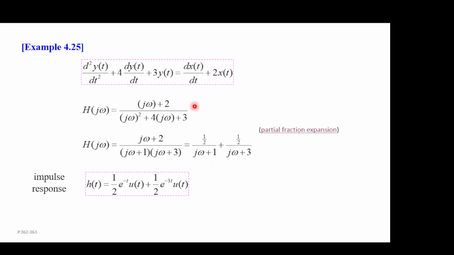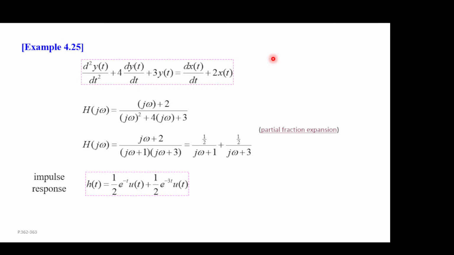If you do the calculation here, you find it's 1 over 2 and 1 over 2. And now you can do the inverse Fourier transform because we know that for 1 over j omega plus a, the inverse Fourier transform is just e to the minus at times u of t. And you have those linear combination coefficients. Okay? Any questions about this example? So this is how you find the impulse response of this differential equation with initial rest condition.